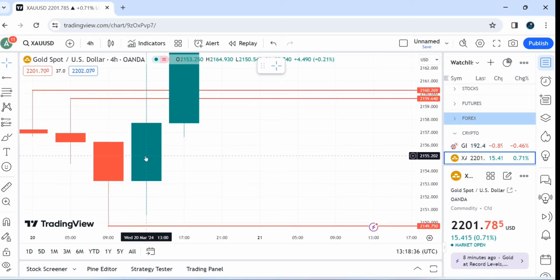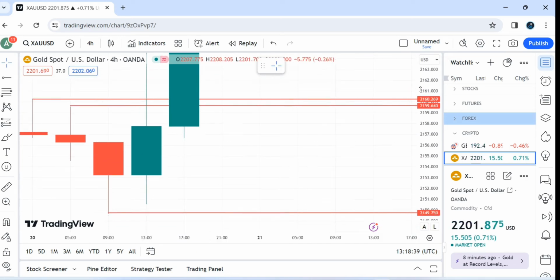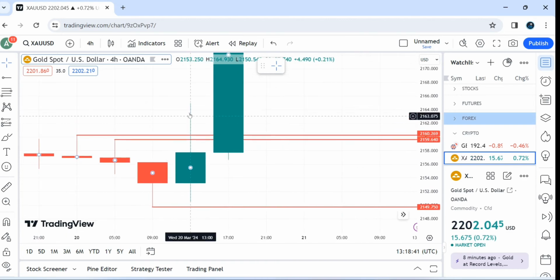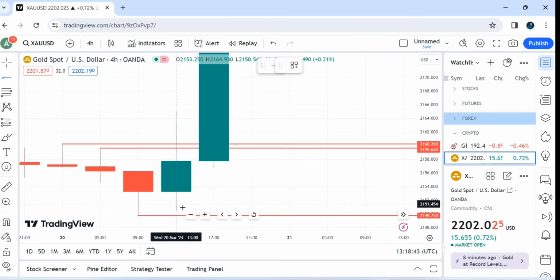Now look at this candle right here, the next bullish candle. The downside liquidity is yet to be taken out. That means the next candle did not come down, so it went all the way up.